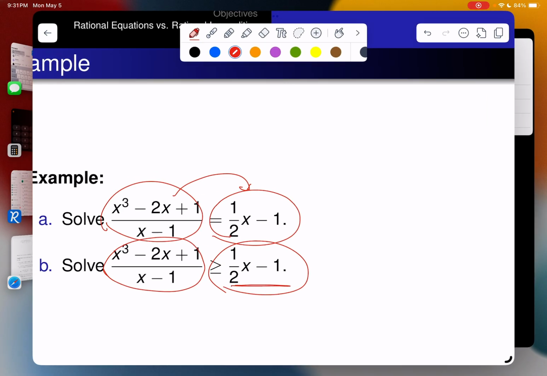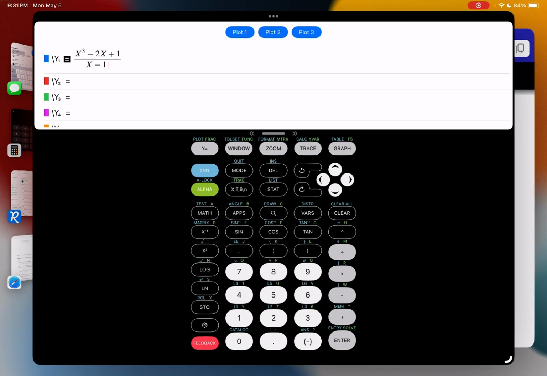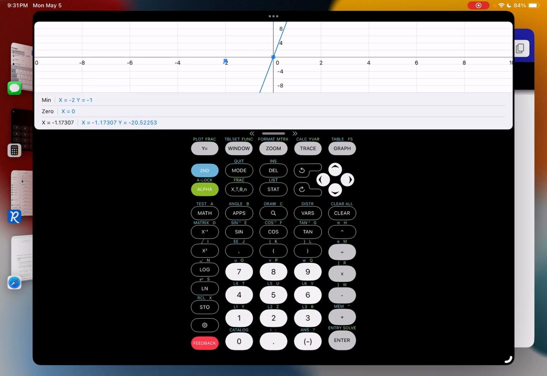This one's going in y1. I'm going to put this one in y2. So now we've got 1 divided by 2, x minus 1. I'm going to zoom 6 it to reset my window. There, we got it.